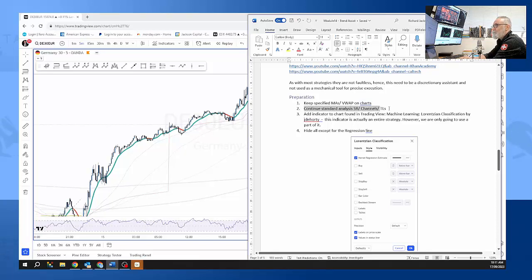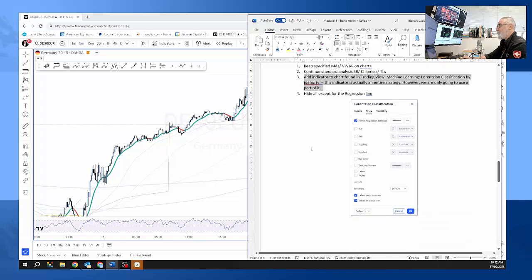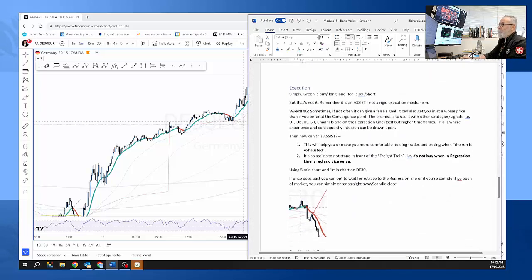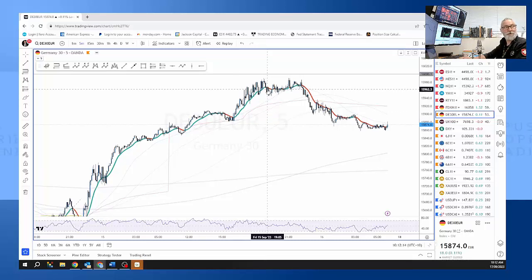We're still going to put everything in and continue our standard analysis, SR levels, channels, TLs, etc., so that we know where the turning points may be. Stick on the indicator I've just described, and there it is. Hide everything except for the regression line. It's simple. Go long when it turns green. Go short when it turns red.